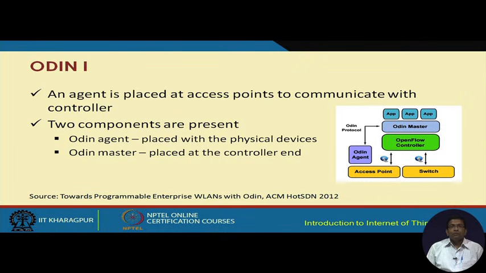ODIN basically proposes the use of an agent, it is an agent based architecture. So, here an agent is placed at the access points to communicate with the controller. So, this is the ODIN agent, and there is the ODIN master. We have the ODIN agent which is placed at the physical devices, at the access point, for example, and the ODIN master which is placed at the controller. And this handshaking, the communication between the ODIN agent and the ODIN master, is taken care of by the ODIN protocol.